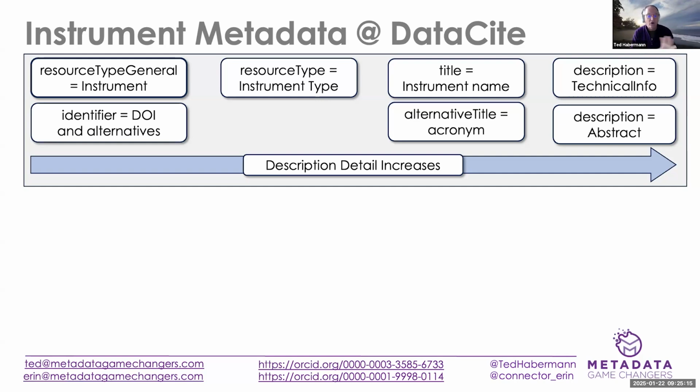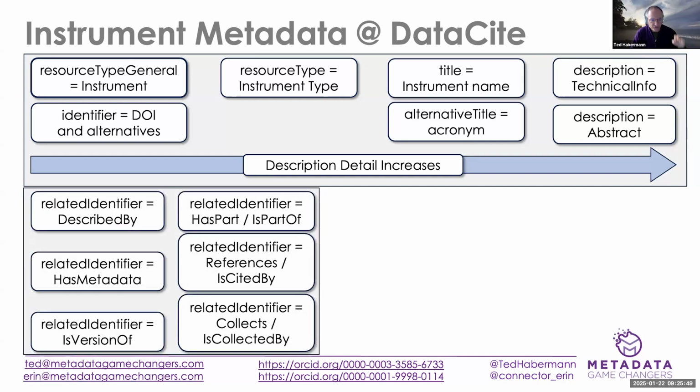These are all metadata elements that are in the DataCite schema, and it gives you a spectrum of detail in terms of describing instruments, starting with the identifier and going all the way to technical information or an abstract. And so this is an important thing to remember. Only having the resource type or the identifier doesn't really take advantage of the capabilities that the metadata schema brings.